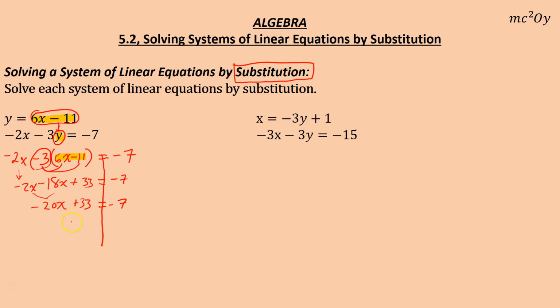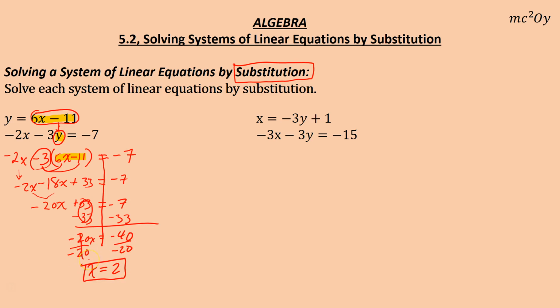And then, can't simplify the left anymore, so I'm just going to start moving things over. I'll subtract 33 because they're adding 33. Get negative 20x is equal to negative 40. Divide by negative 20 because they're multiplying by negative 20. And I'm left with 1x is equal to 2.